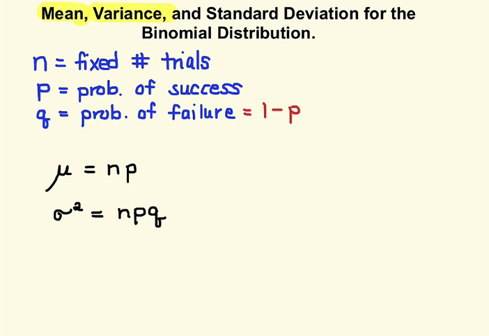And lastly, the standard deviation. The standard deviation is denoted for a population by just sigma, and the standard deviation, of course, is the square root of the variance, the square root of sigma squared, or you could write it as the square root of n times p times q. So these 3 easy formulas give us the mean, the variance, and the standard deviation.